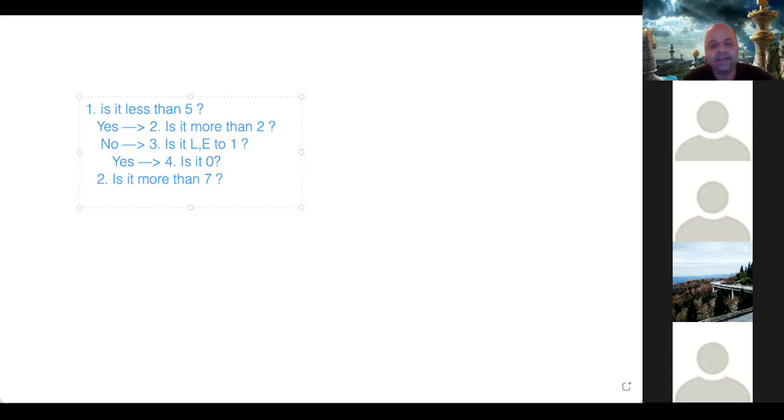Same thing here also. If it is less than 5 and I say no, then what is the question that you are asking? Is it more than 7? Now, more than 7 there are only 2 possibilities, so I will say no here. Now there are 3 possibilities. It could be 5, 6, or 7.